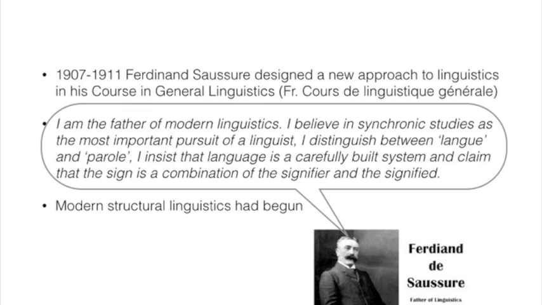So, Ferdinand de Saussure designed a new approach to linguistics in his course in general linguistics called Cours de Linguistique Générale, okay? What happened for de Saussure in the Sorbonne, in Paris, is that he was giving lectures and he had new, good ideas that inspired a number of his students. And these students, after he died, combined his lectures and made them in the form of a book which they called Cours de Linguistique Générale. This includes his ideas about language, and I'm going to talk about his ideas after this slide, okay?